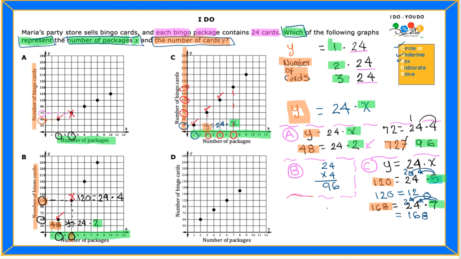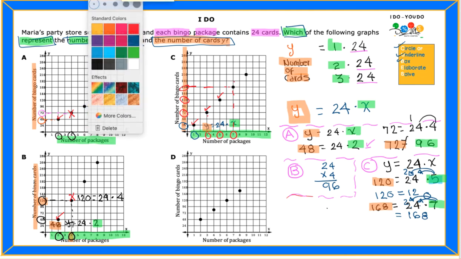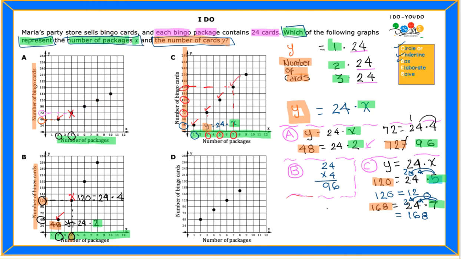Okay, so when we multiply 24 by 7, we got 168, which is really the value that we got right here. You see that, guys? So when multiplying 24 by this number of tickets, we should be getting this value of y. So this point also is working. So looks like everything's working here. Let's just check the last one.